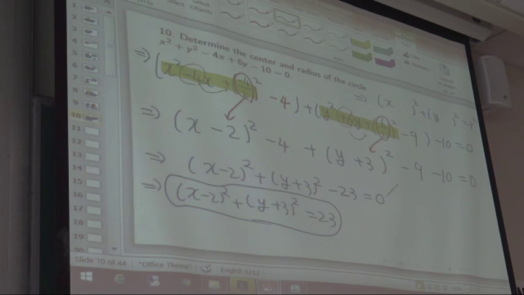Now we're going to find the center. What is the center? Set this equal to 0 and this equal to 0. What do you get here? Positive 2 and negative 3. And the radius r is the square root of this number, which is the square root of 23.